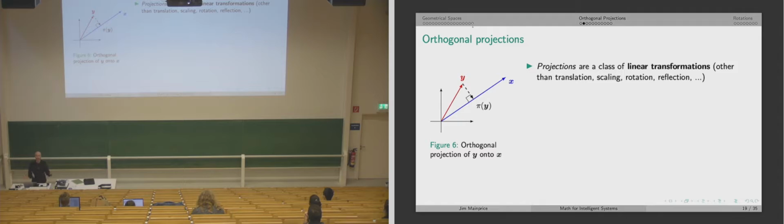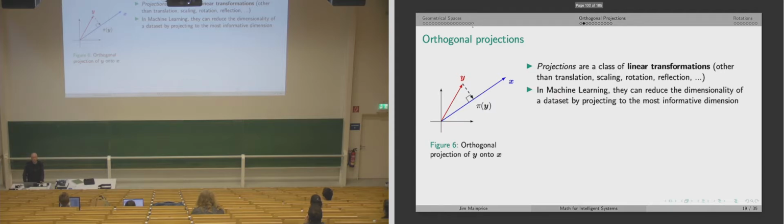But anyway, projections are another type of linear transformations. And we will see how this key intuition that we have here of projecting orthogonally on a line can go to the higher dimensional case in the next slides. So in machine learning, they can reduce the dimensionality of a data set by projecting to the most informative dimension. This is something that we saw in the introduction lecture.